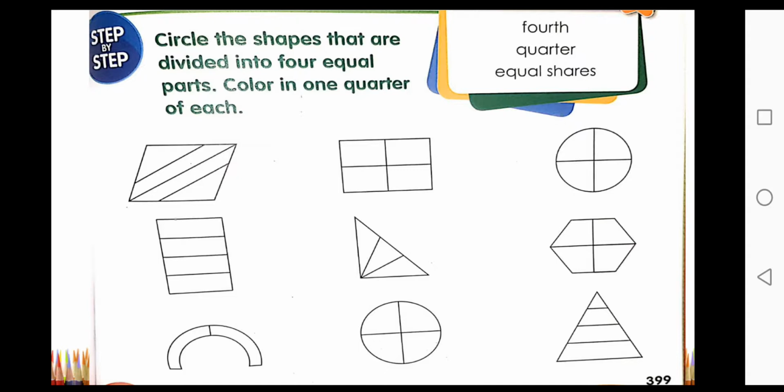Good. Now can you do the rest by yourself? Remember, you have to circle the shapes that are divided into 4 equal parts, okay? And then after you circle the shape, you color only 1/4, okay?